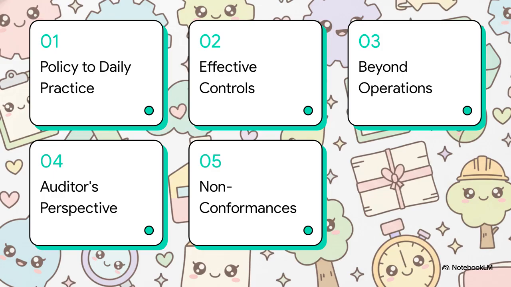Okay, let's dive into this. Here is our roadmap for today. First, we'll cover moving from policy to daily practice. Second, designing effective controls. Third, extending beyond internal operations. Fourth, we'll take the lead auditor's perspective. And fifth, we'll wrap up with common operational nonconformances.